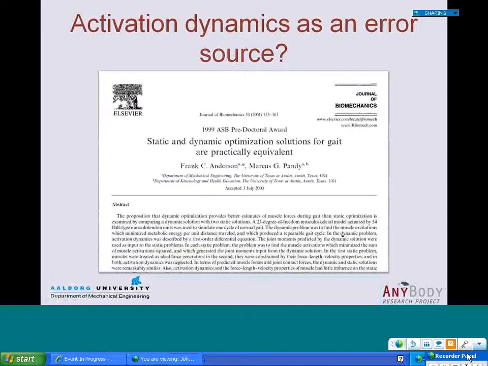So doing this by forward dynamics, you can get a solution, and you can also get a similar solution using an inverse dynamics model. And that's what Frank Anderson and Marcus Pandit tried in the paper that you see here. And they came to the conclusion that the two methods practically give the same results in a gait model. That is kind of interesting to know, because inverse dynamics is almost infinitely more computationally efficient than the forward dynamic solution. So this is a good argument for doing the inverse dynamics.